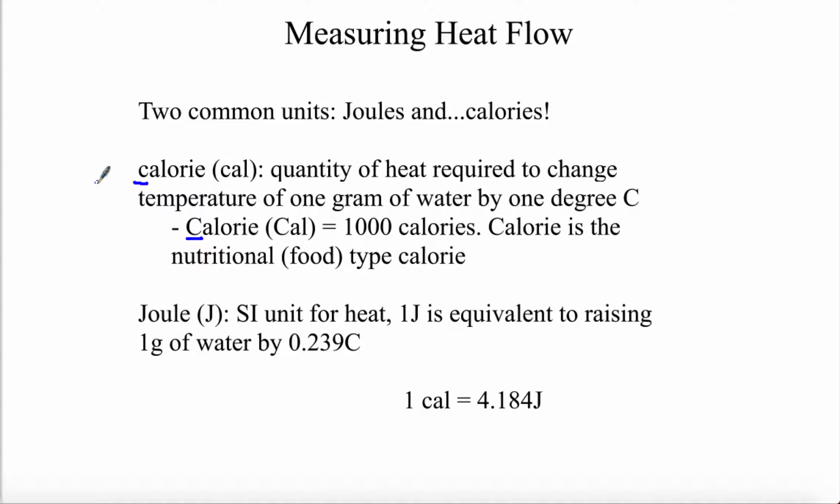Secondly, joule, J, probably more familiar with from physics here. This is the SI unit for heat. Okay, so this is the more common unit talking about energy. 1 joule is equivalent to raising 1 gram of water by 0.239 degrees centigrade. 1 calorie, okay, one lowercase c calorie is equal to 4.184 joules. Okay, so that's got our conversion factor between calorie and joule.